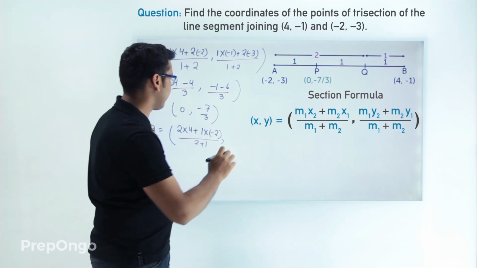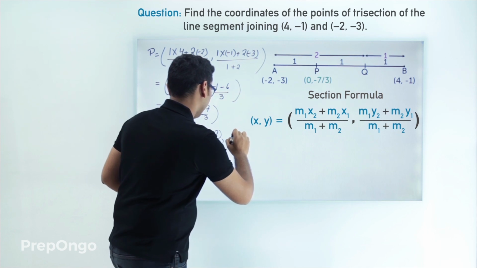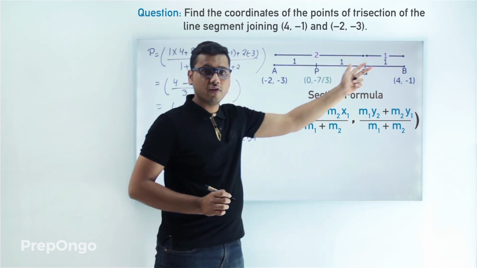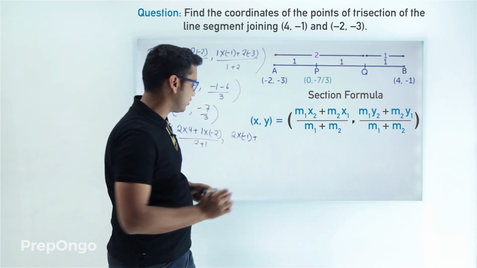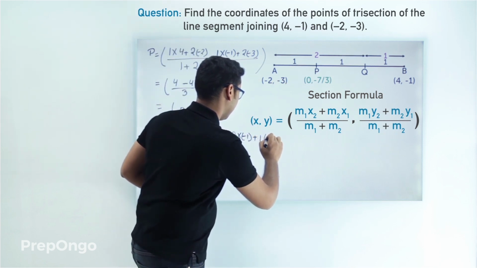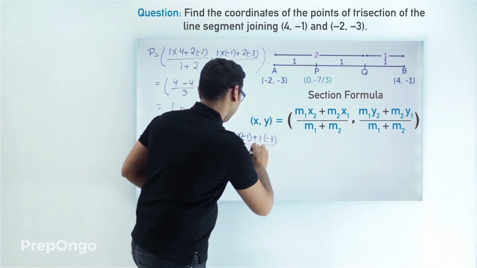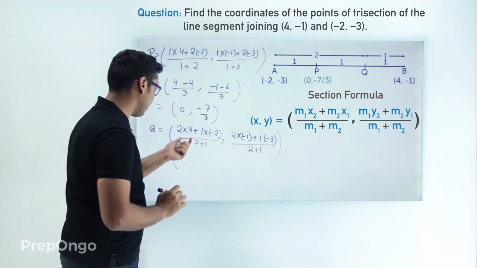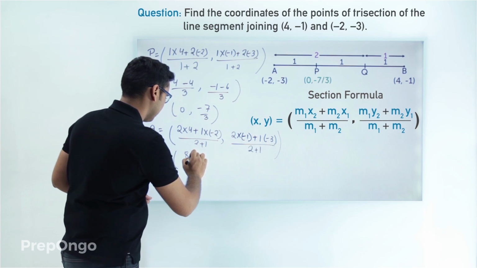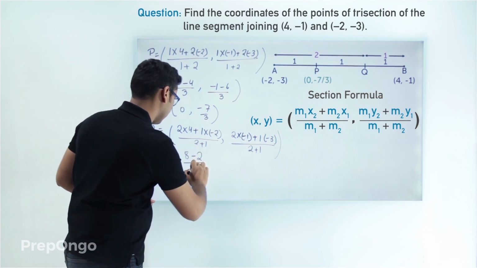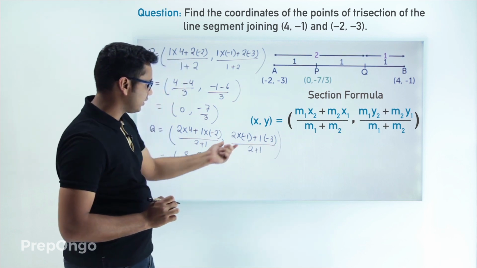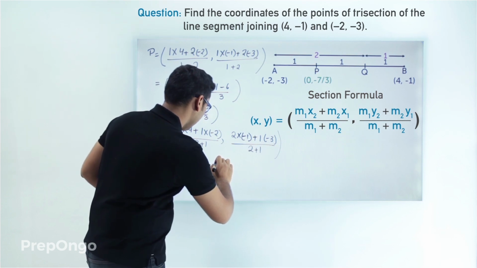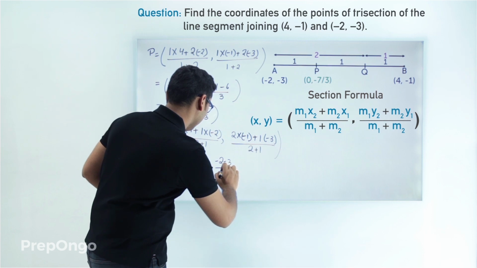And similarly solve for y. M1 is 2 and y2 is -1, plus m2 is 1 and y1 is -3. So put the values, 1 into -3, and whole upon 2 plus 1. Now again solve this and get the coordinates of Q. So this will be 4 into 2 will be 8, and -2, whole upon 3, comma, this is -2 and -3, so this will be (-2 - 3) whole upon 3.